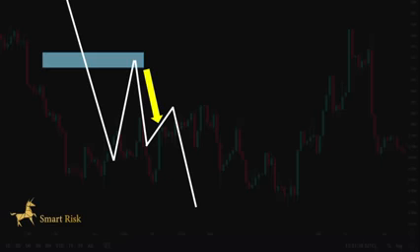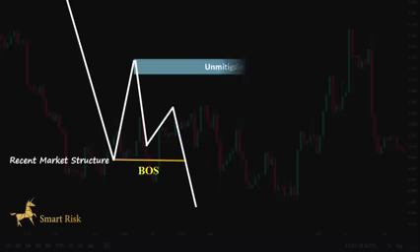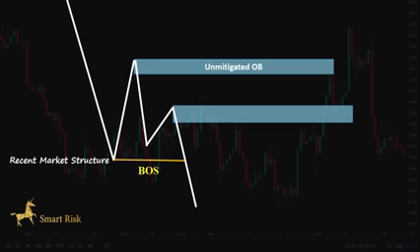As you can see, price is pushed to the downside and couldn't break the recent structure. Also, price makes this tiny pullback to the upside. After gaining enough momentum, price is pushed to the downside and has made this break of structure here. So guys, we have this unmitigated zone here that potentially price may get reversed from. Also, we have another unmitigated zone right here, which is created by the recent BOS.